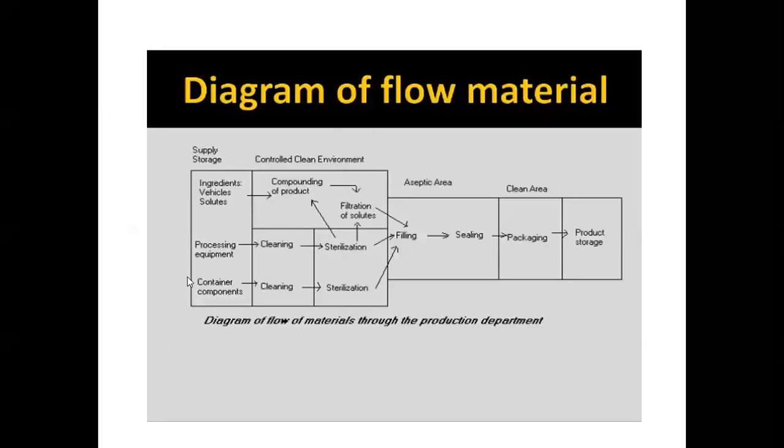The diagram of material flow is like this: the ingredients, vehicles and solutes are shifted to the controlled clean environment where compounding of the product is done, then filtration of solutes. Processing equipment is cleaned and sterilized, container components are also cleaned and sterilized, and then all these sterile materials, meaning the formulation as well as the equipment and containers, are transferred to the filling area, which is the aseptic area. Then sealing is done, and then in the clean area packaging is done, and then the products are stored.